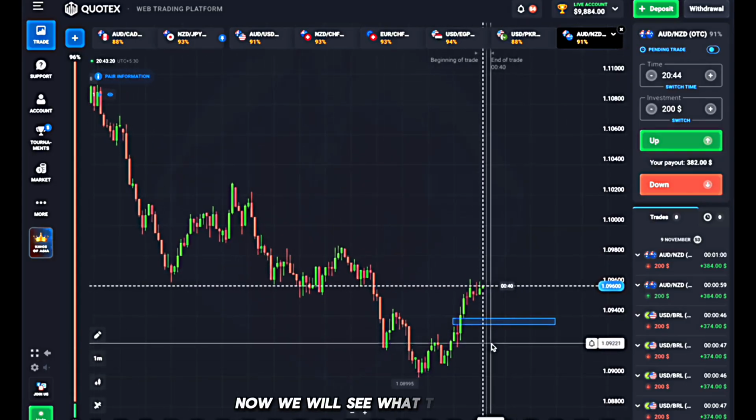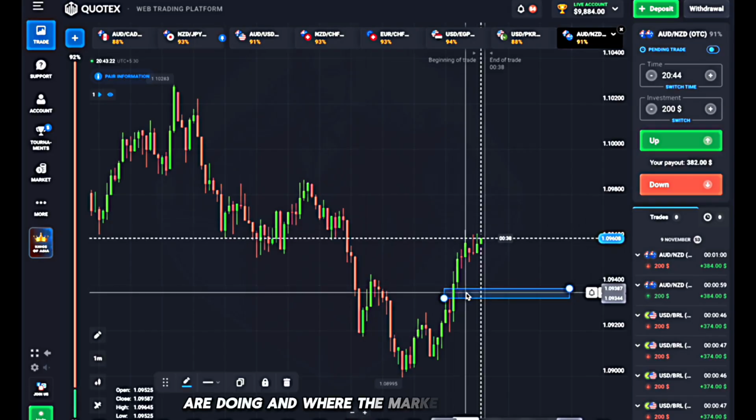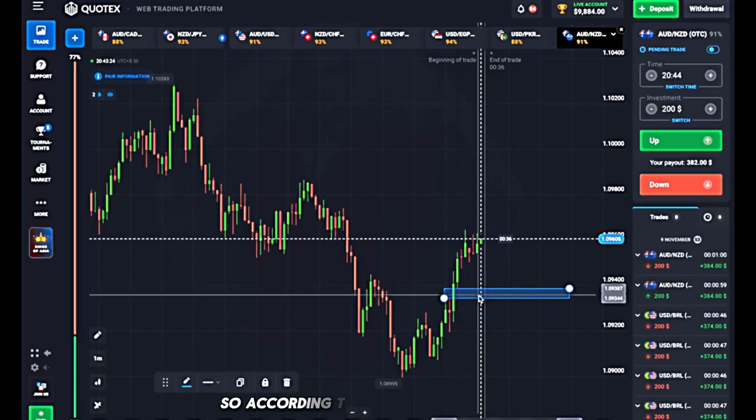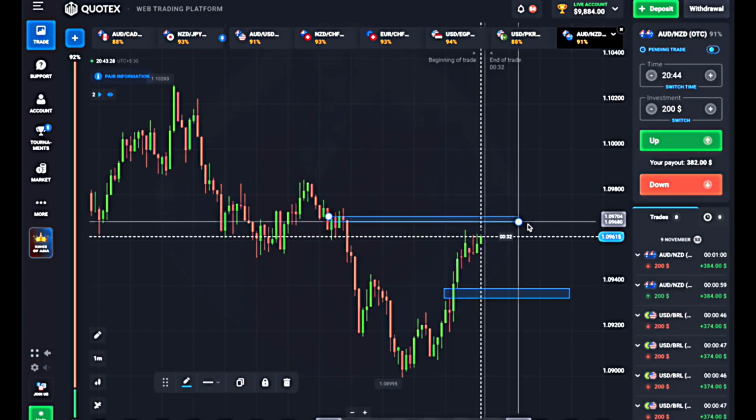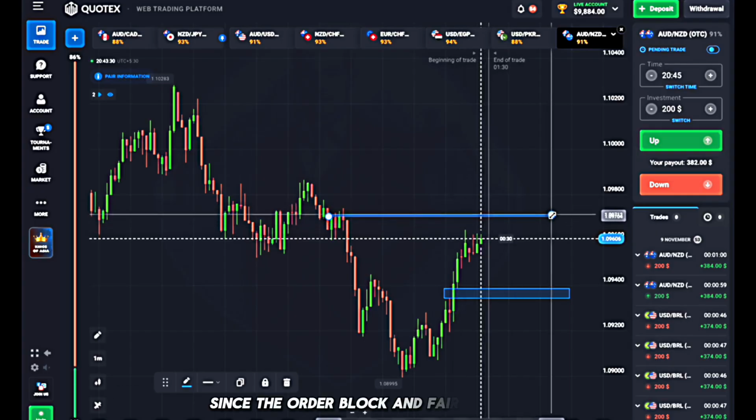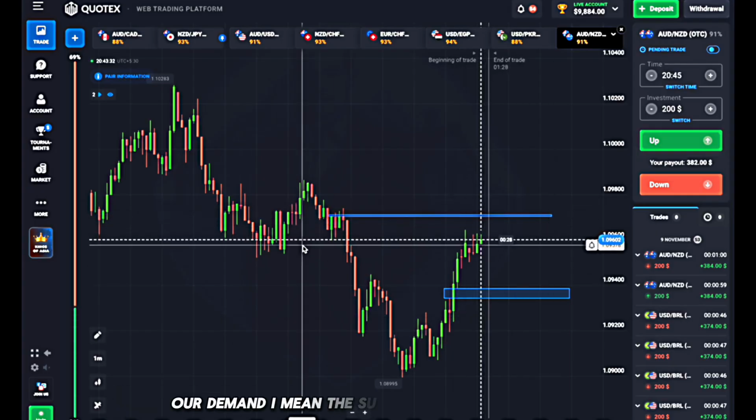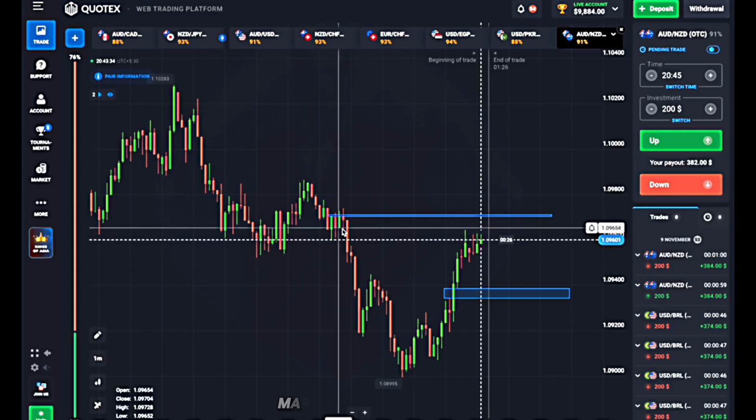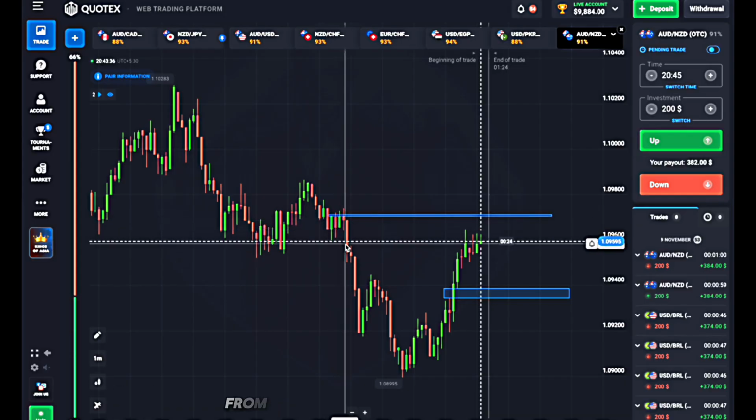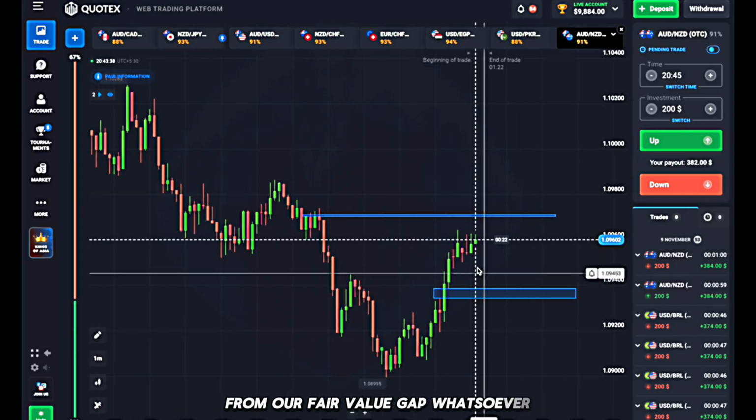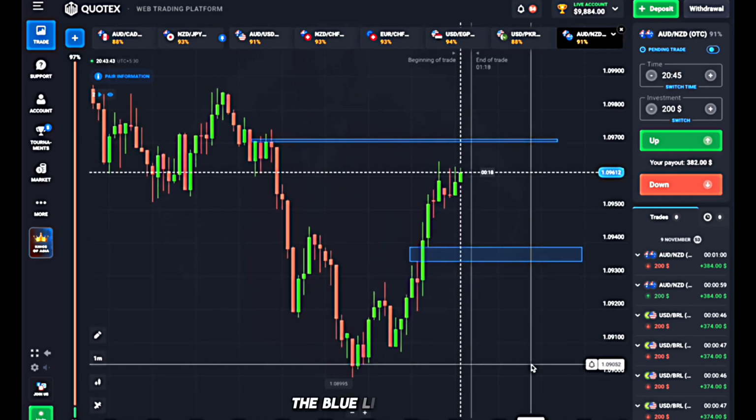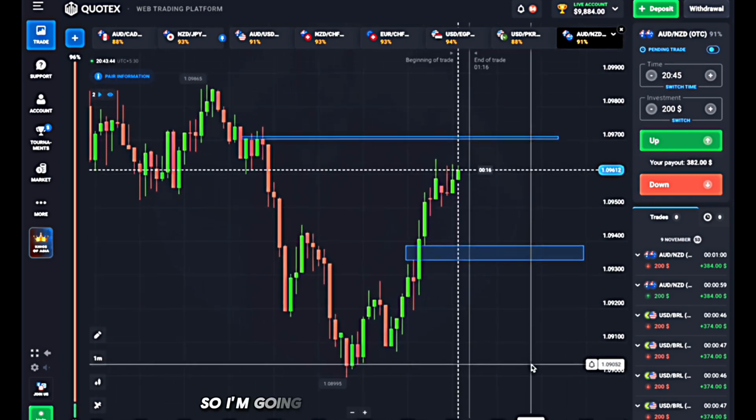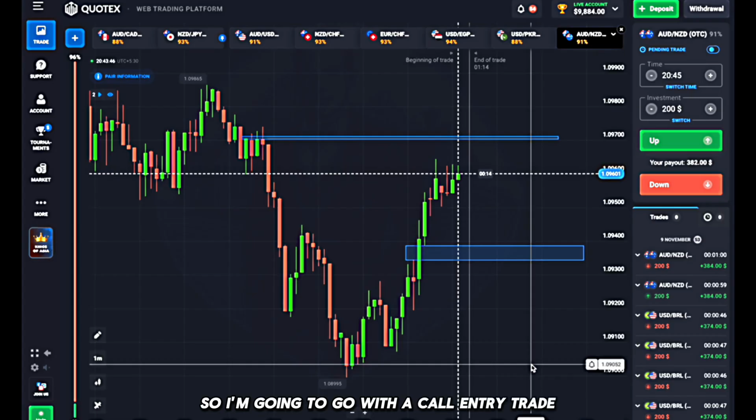Now we will see what the candles are doing and where the market is approaching. So according to the target of the market, the next target of the market is this line. Since the order block and fair value gap, our demand and supply zone, is already used, the market will not reverse from our fair value gap whatsoever. So the next target of the market is definitely the blue line. Correct. So I'm going to go with a call entry trade after this candle.